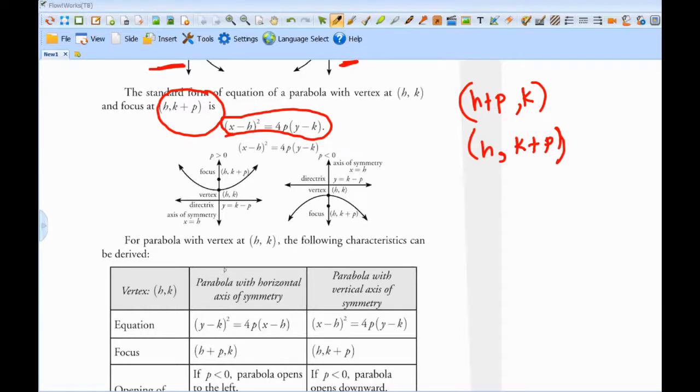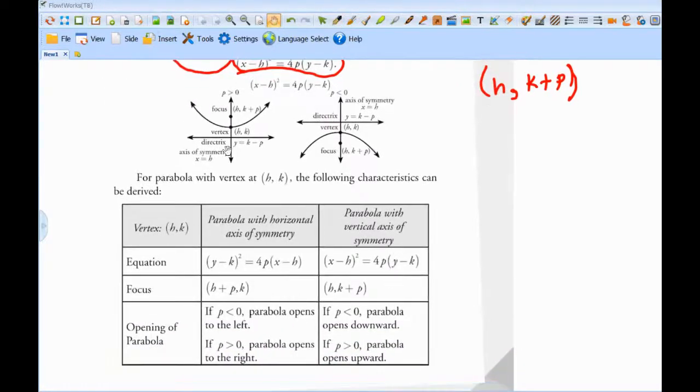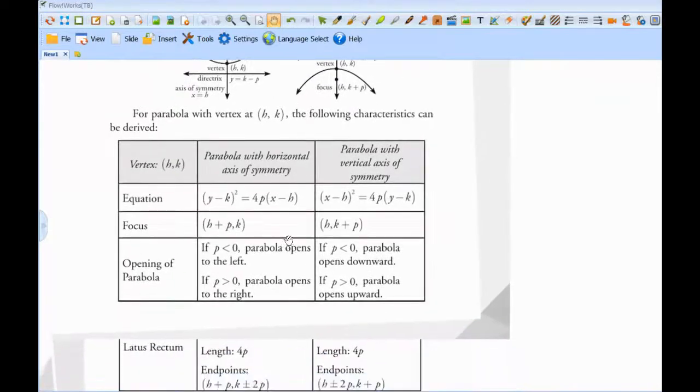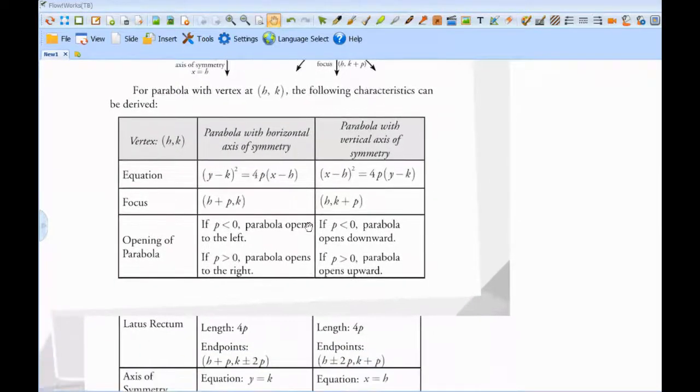So the parabola with vertex h, k has the following characteristics. Again, by the way, the directrix here is k, it's subtracted by p. And the axis of symmetry is x is equal to h. The other one is k on the right and left. Okay? So the parabola with vertex h, k, we have this equation.